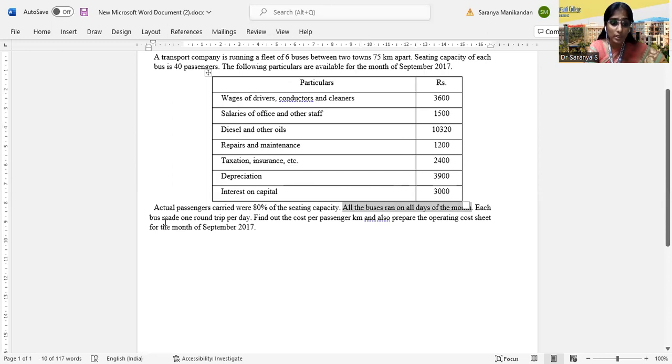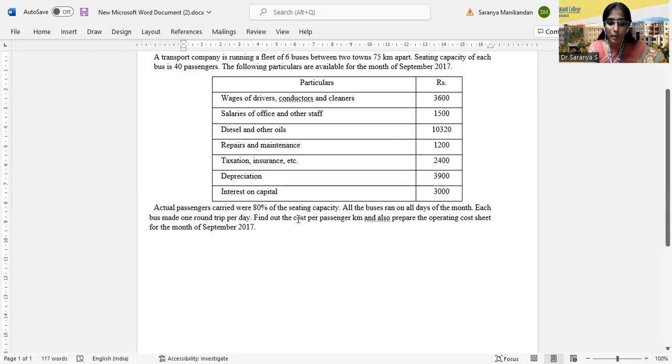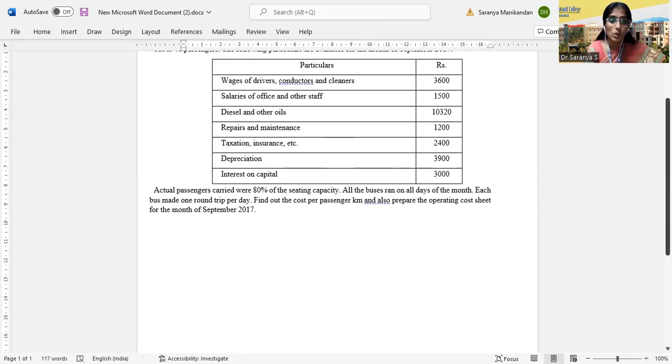Then each bus made one round trip per day. So one round trip means from station A to station B, which is 75 kilometers, and again from station B to station A, which is another 75 kilometers. So A to B, again B to A, that is called one round trip. So for going it is 75 and for coming back another 75, so it has become 150 kilometers. Find out the cost per passenger kilometer and also prepare the operating cost sheet for the month of September 2017.